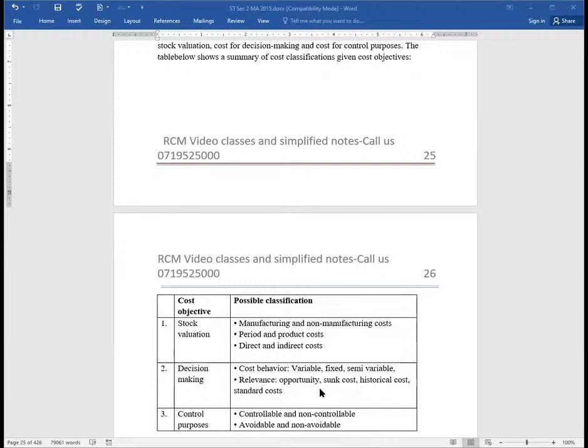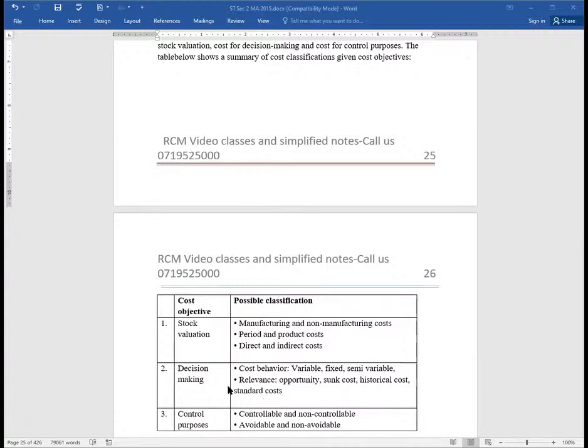Then we have relevance, and we will be seeing, for example, opportunity costs are relevant. That's quite a great classification. We have sunk costs, which are historical, which are irrelevant. We have standard costs, which we will be calling what here? Normal costs. Ladies and gentlemen, this is just a high level explanation. I'll be going to the nitty gritties of these particular cost classifications, ladies and gentlemen, just within this lesson.